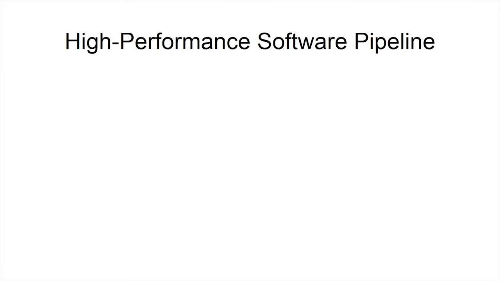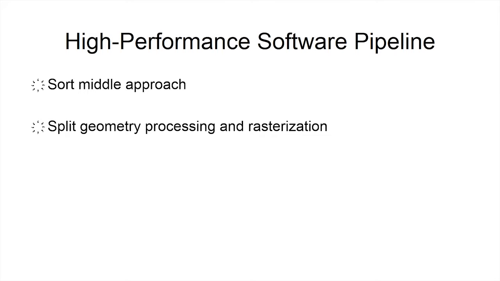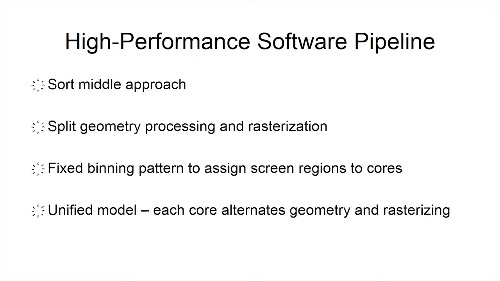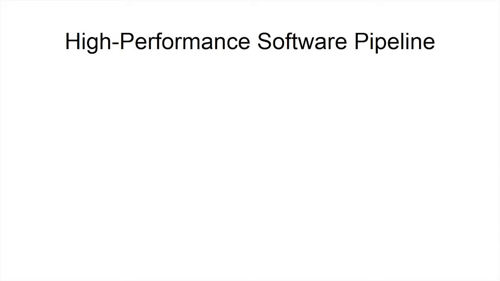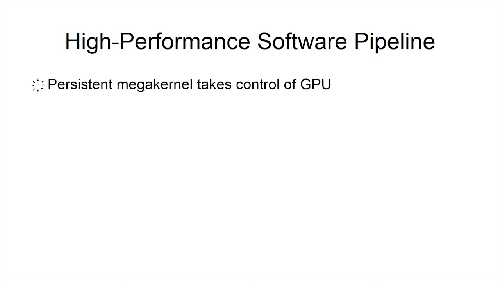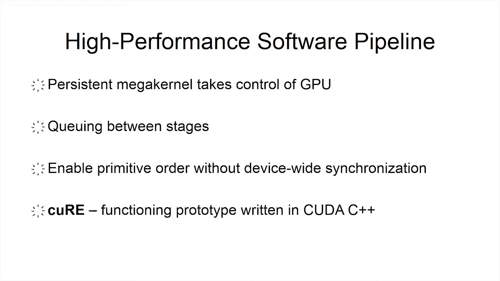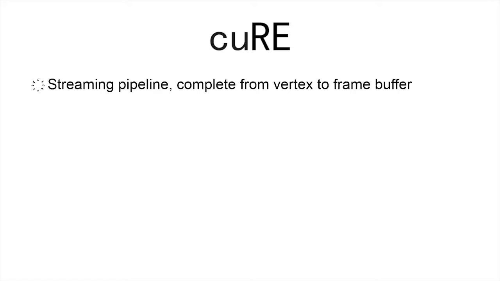We present a high-performance software graphics pipeline architecture based on a sort-middle approach, splitting geometry processing and rasterization into separate stages. A persistent megakernel takes control of the GPU and ensures load balancing and effective scheduling. We provide a prototype implementation of our approach named CURE. The name CURE stands for CUDA Rendering Engine. It implements a complete streaming pipeline from vertex to frame buffer and is fully programmable.